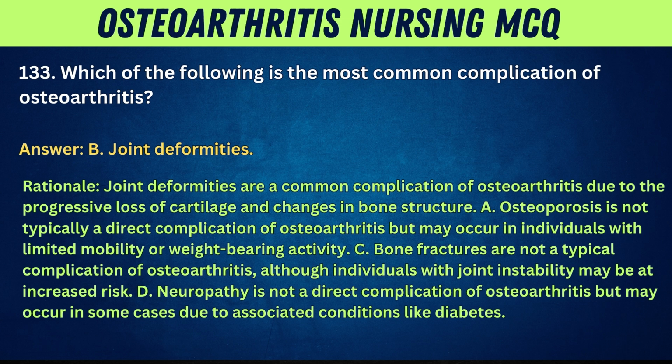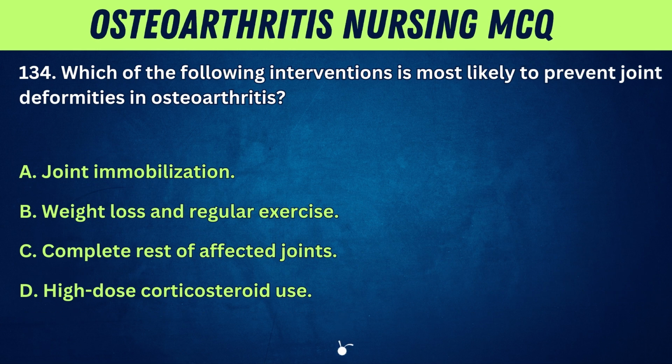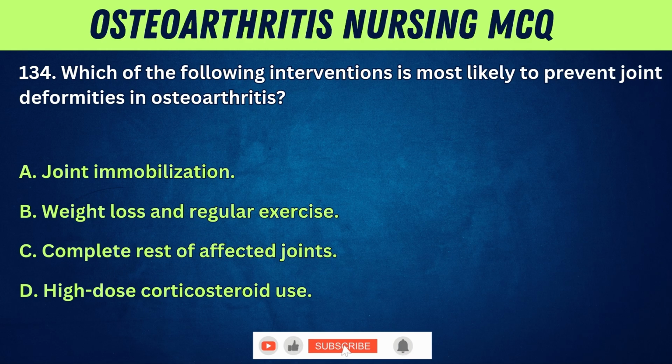A. Osteoporosis is not typically a direct complication of osteoarthritis, but may occur in individuals with limited mobility or weight-bearing activity. C. Bone fractures are not a typical complication of osteoarthritis, although individuals with joint instability may be at increased risk. D. Neuropathy is not a direct complication of osteoarthritis, but may occur in some cases due to associated conditions like diabetes.